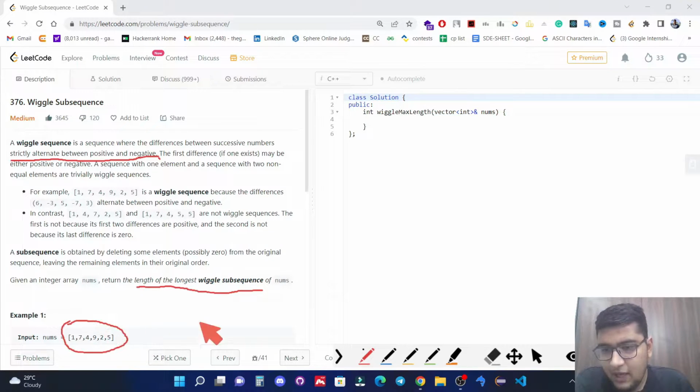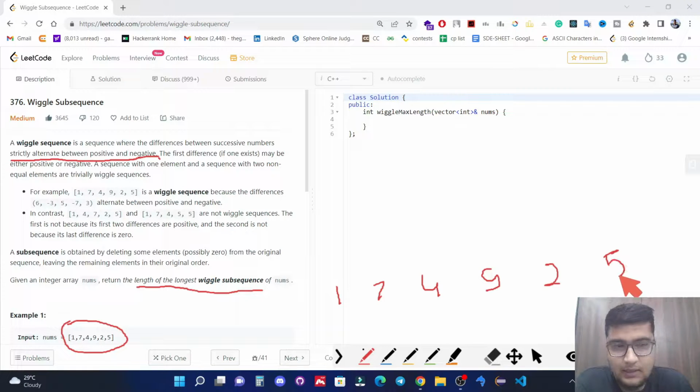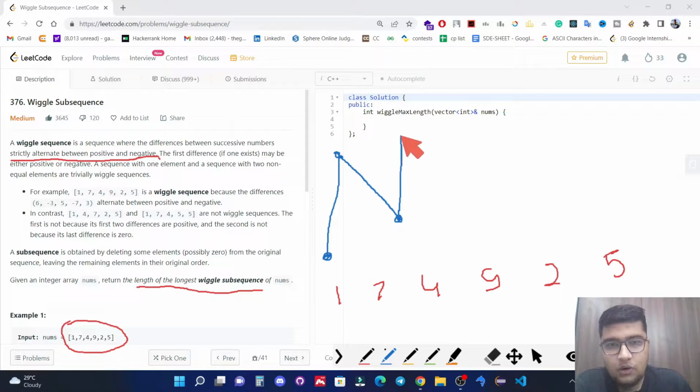In the first example, we have 1, 7, 4, 9, 2, and 5. Let's make a graph for this so that it is more clear. We have 1 here and then 7, so 7 will go up in the graph. Then 4 will come down somewhat here. Then we have 9, which will go up. Then 2 will go down, then 5 will go up somewhat here.